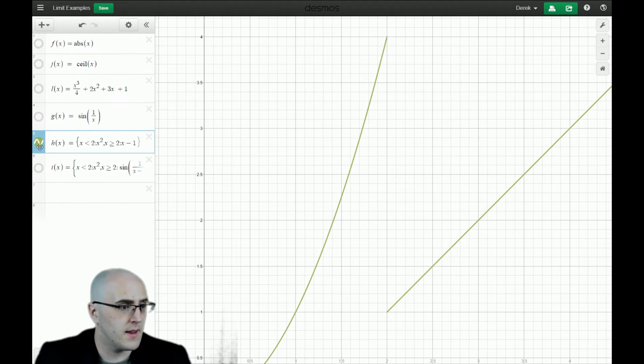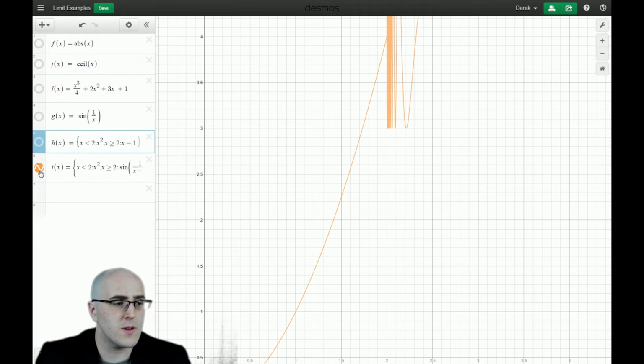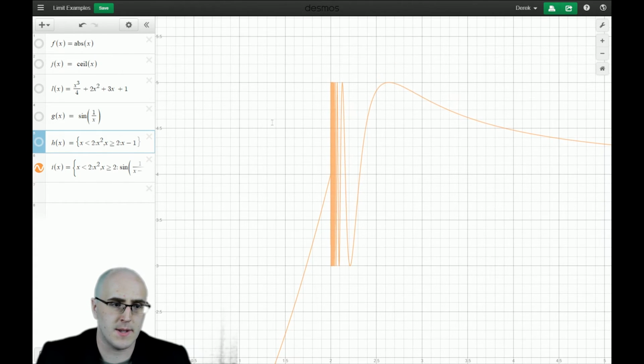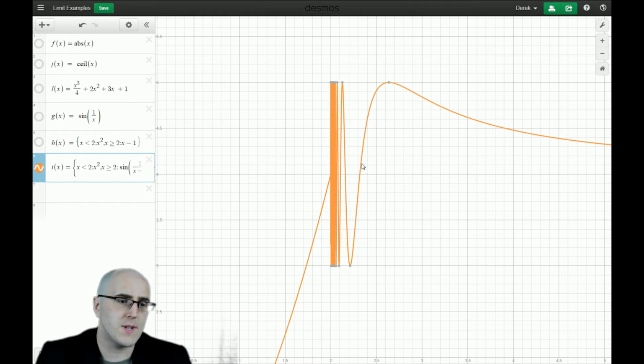Alright. Next example. You also might see things like this. We won't take too much time on this one. This is just a combination of our g of x and our h of x, where on one side you have it approaching a fairly obvious value of, what is it approaching? 4? But on the other side it's approaching many values. It has an indeterminate value that it approaches.